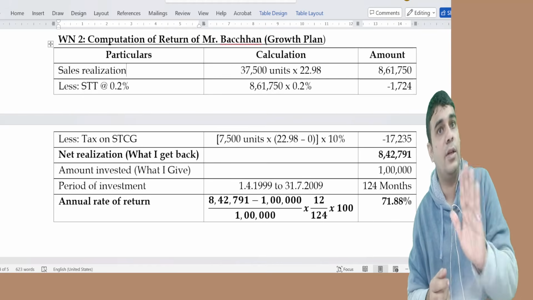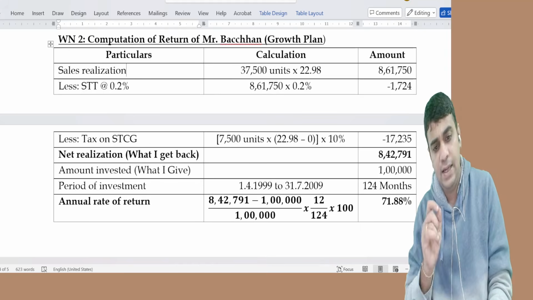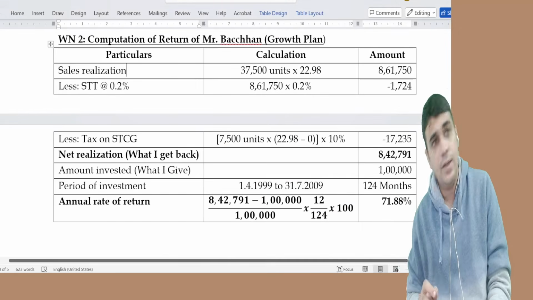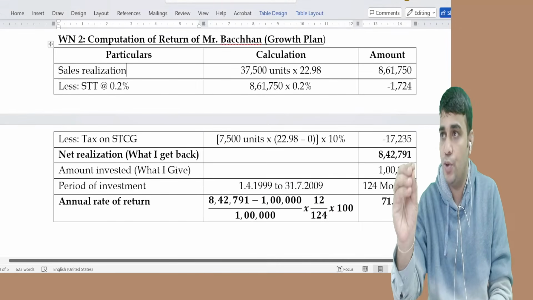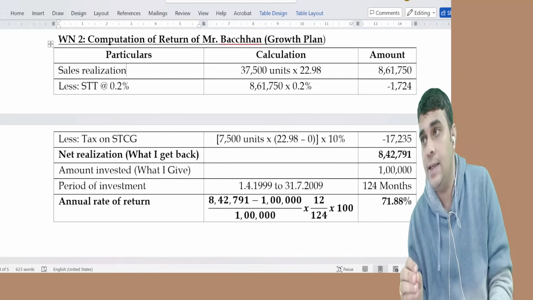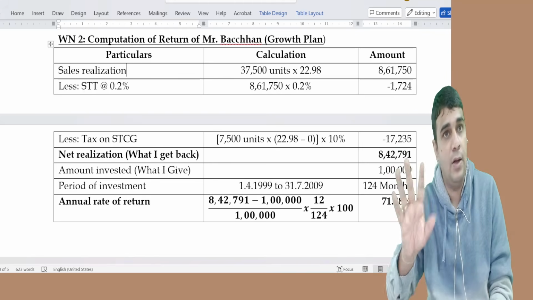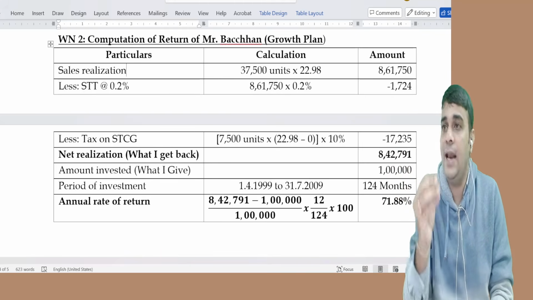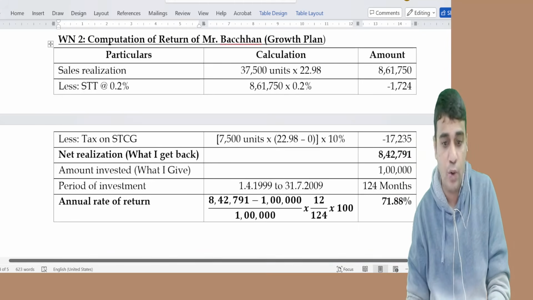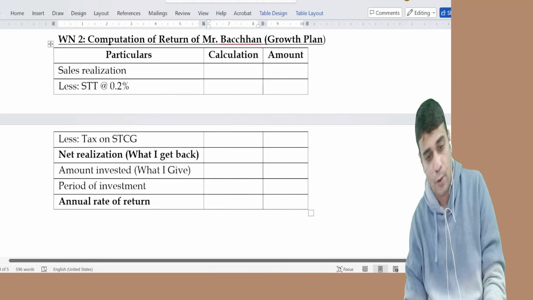So you are going to put it in this format. What is the format? 10,000 units into the NAV of the growth plan in the last, 82.07. I'll give you 2 minutes. You are going to do it, okay? STT you do. STCG may not come. Reason? No units allotted in the last 1 year. It was allotted 10 years back. So no STCG. Net realization could be different. Amount invested. Put it in the format. I give you around 4 minutes. I'll discuss after 4 minutes.